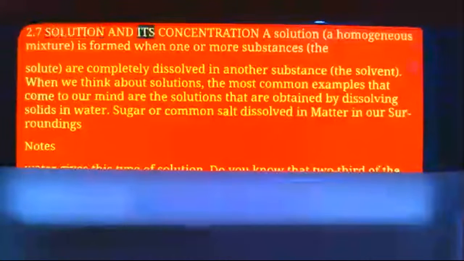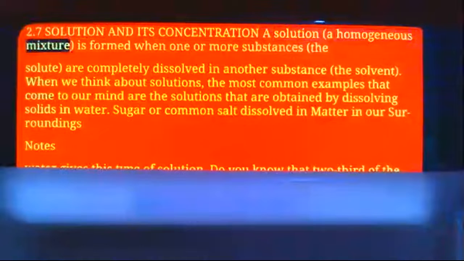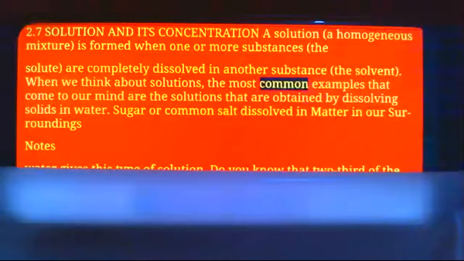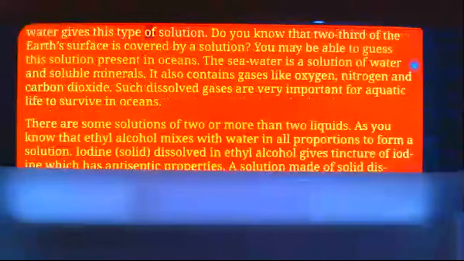2.7 Solution and its concentration. A homogeneous mixture is formed when one or more substances, the solute, are completely dissolved in another substance, the solvent. When we think about solutions, the most common examples that come to our mind are the solutions obtained by dissolving solids in water. Sugar or common salt dissolved in water gives this type of solution.